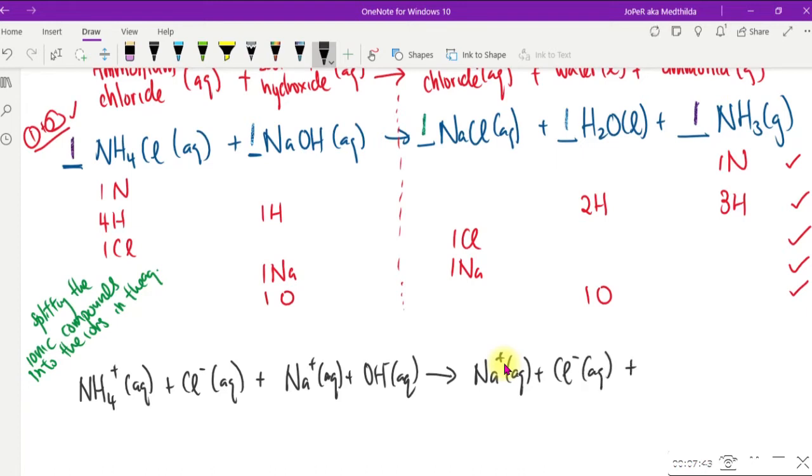How about water? Can you see this is in a liquid state? Because it's in a liquid state, not the aqueous state, we don't split it up. So this is just H2O liquid. Ammonia is a gas, gaseous state, so we don't split it up also. Once I've done this, we are almost done here.